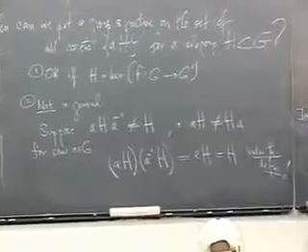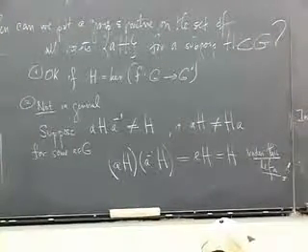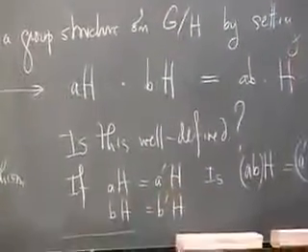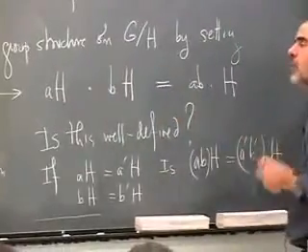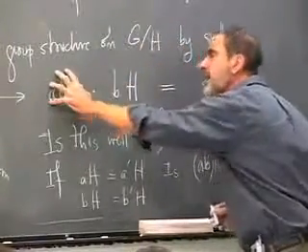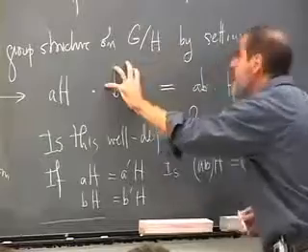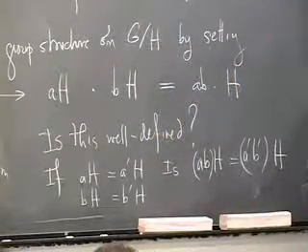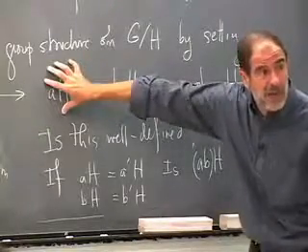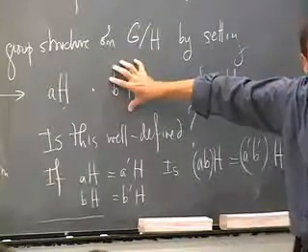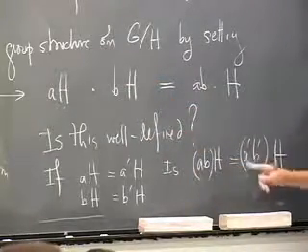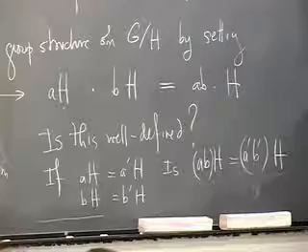Now, if you think about this requirement, since this would be true for any A prime in AH and for any B prime in BH, it says that this definition will only work if the product of anything in here times anything in here is in this coset. Because I could take anything here as my A prime, and anything here as my B prime, and then I better make sure that A prime B prime is in this coset. In other words, that this coset is equal to that coset.